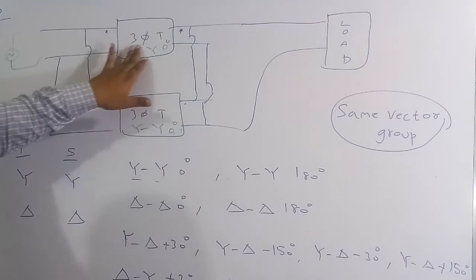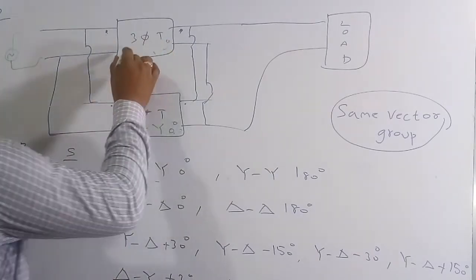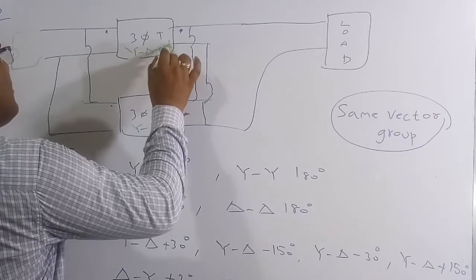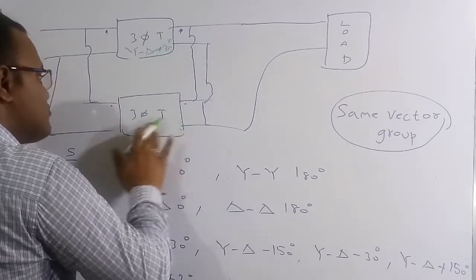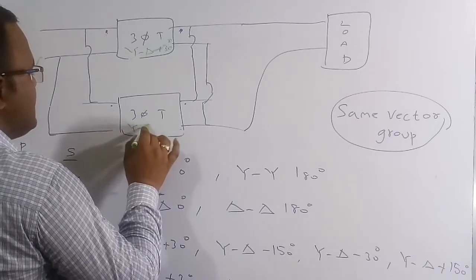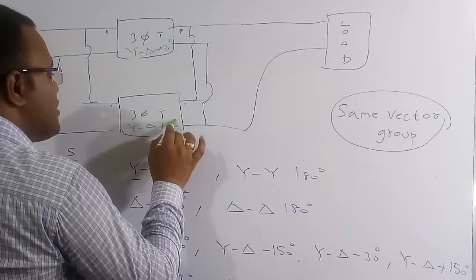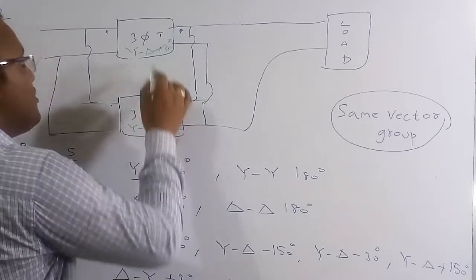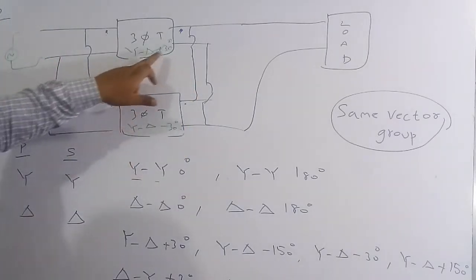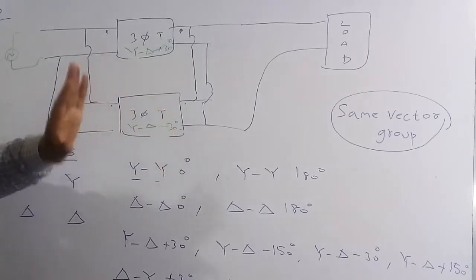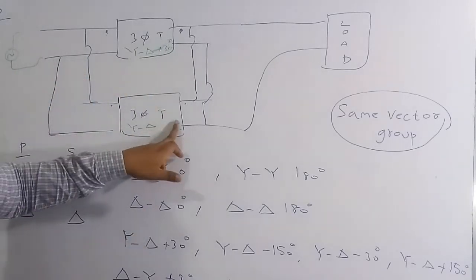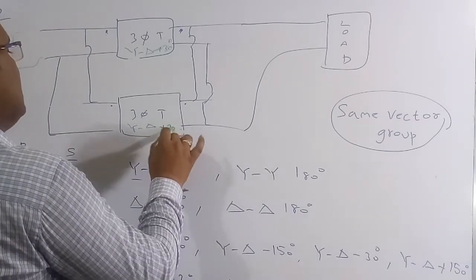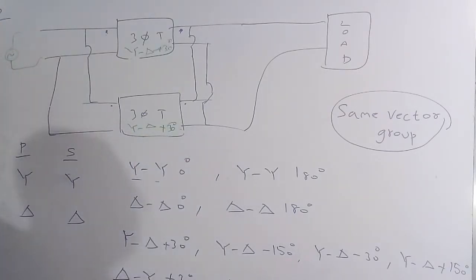Suppose this transformer is star-delta with plus 30 degree. Then the other transformer should also be of the same category, star-delta with plus 30 degree. It must not be any other angle. For example, minus 30 should not be used, because it may have the same vector group but the phase sequence is different. So always operate three-phase transformers with the same vector group and the same phase sequence. Only then can we operate them in parallel.